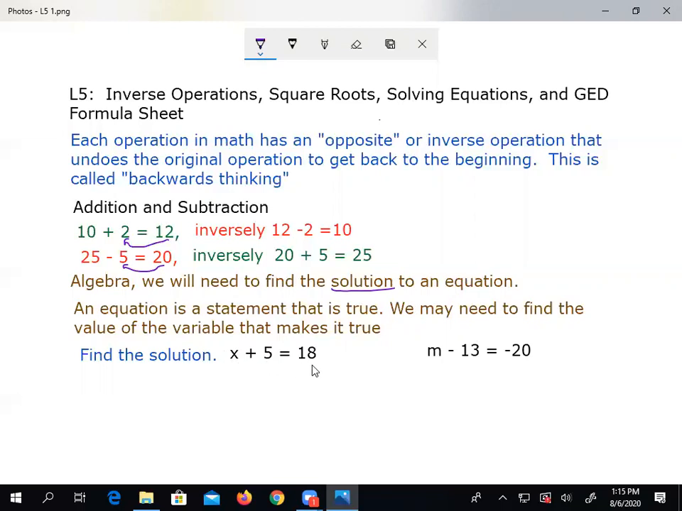And one of the cool things we can do is go inversely. I can say 18 minus 5 is going to get me x. So 18 minus 5 would be 13, and therefore that would be the solution. So x equals 13. The 13 is called the solution.